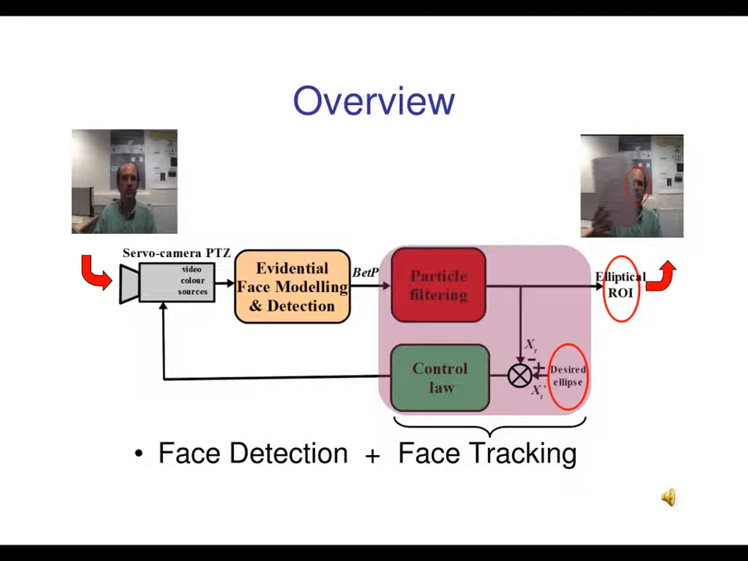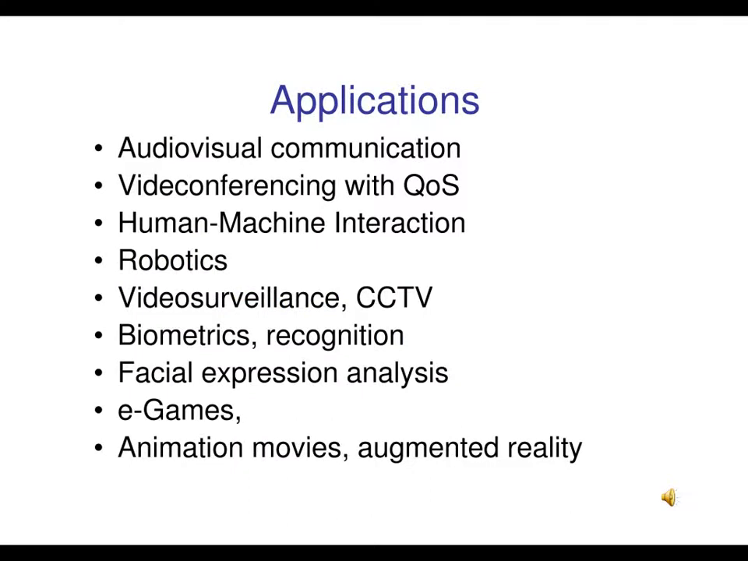The process takes control of the camera, pan, tilt and zoom, to keep the face in the center of the image. An elliptical region of interest, including the face, is estimated in real time. The field of application is broad. There is of course audiovisual communication, like video conference with high quality of service, but also human-machine interface, robotics, video surveillance and CCTV, biometrics and recognition, face expression analysis, or even online games, animation movies and augmented reality.